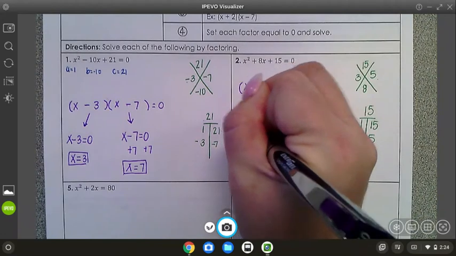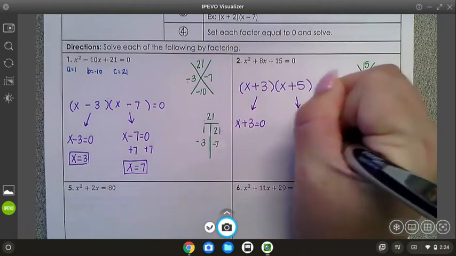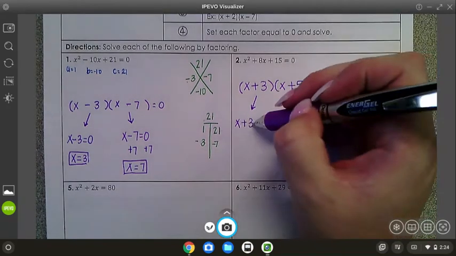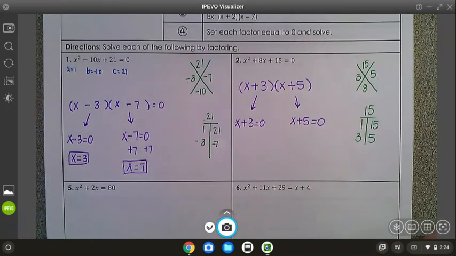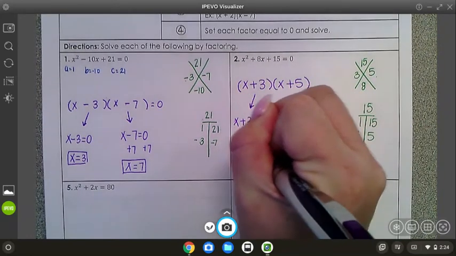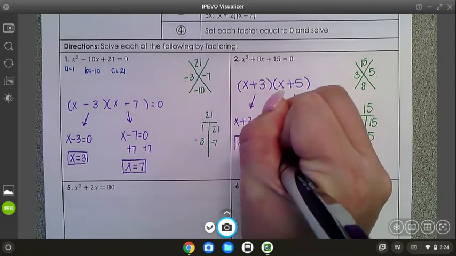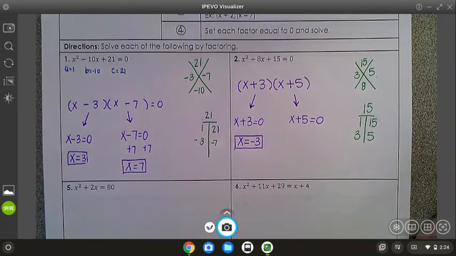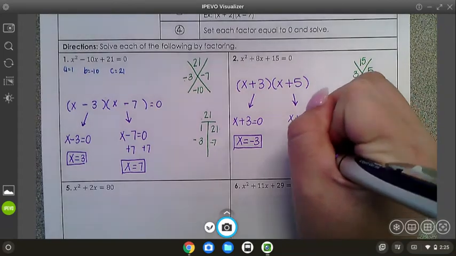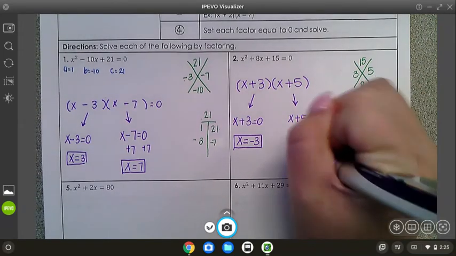You're going to take x plus 3 equals 0. I expect to see this on your paper, at least this. And so that means if I were to subtract 3 from both sides, I would get x equals negative 3. And over here, if I subtract 5, I get x equals negative 5.